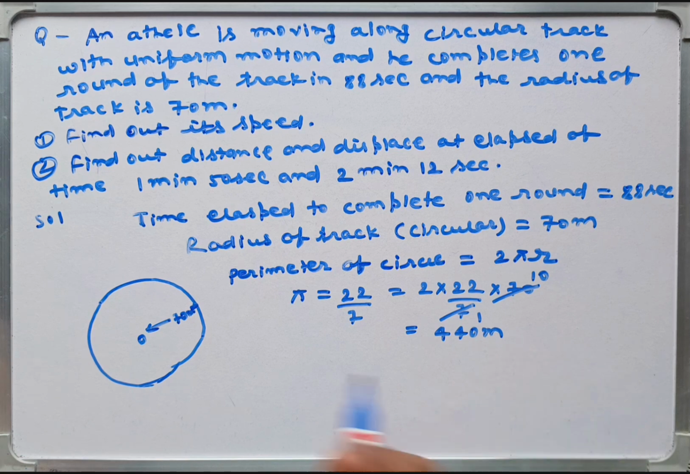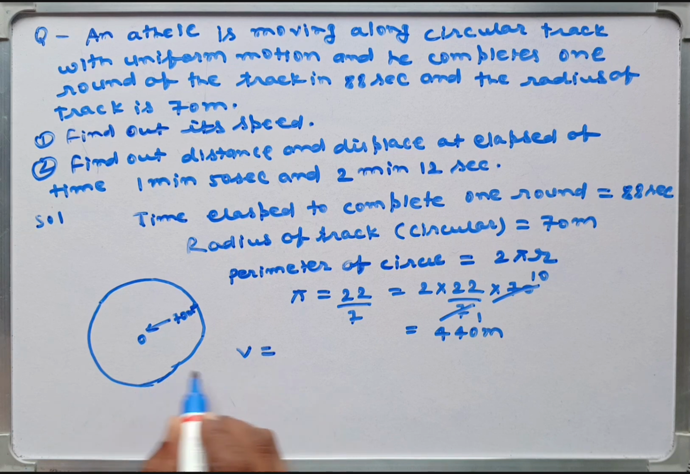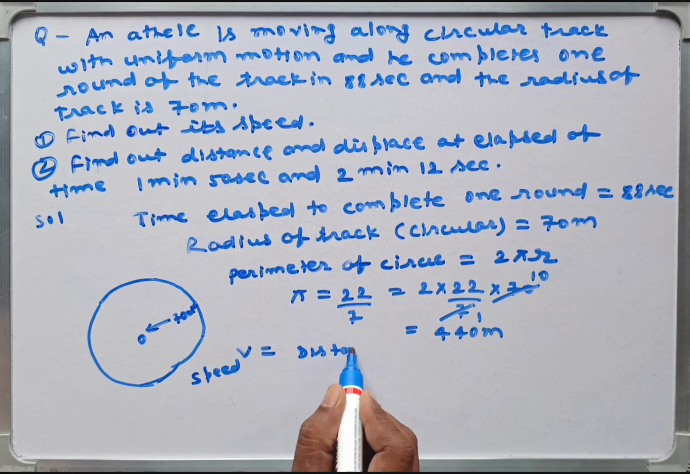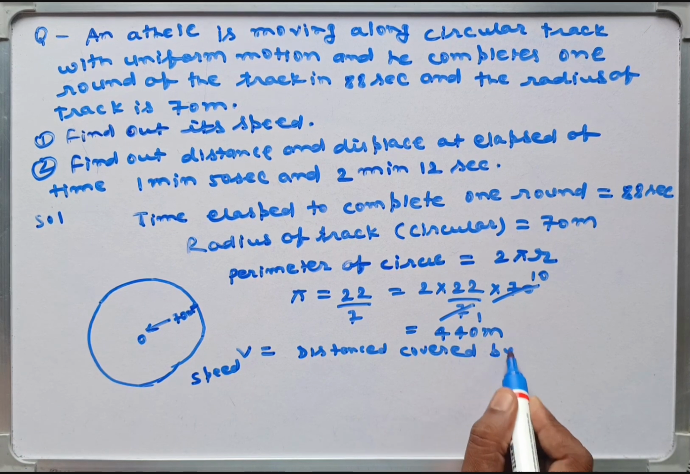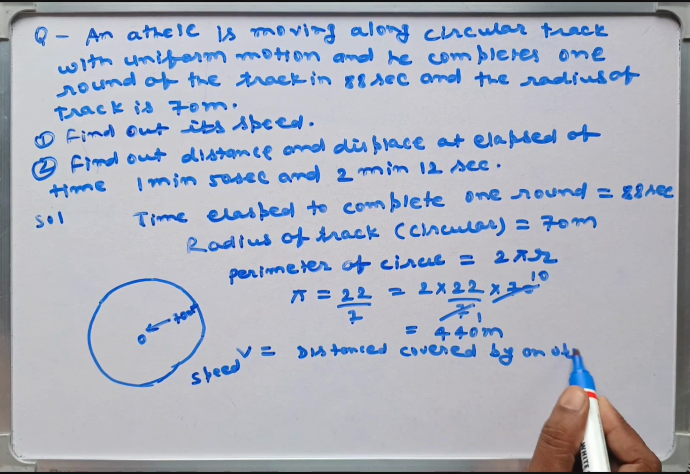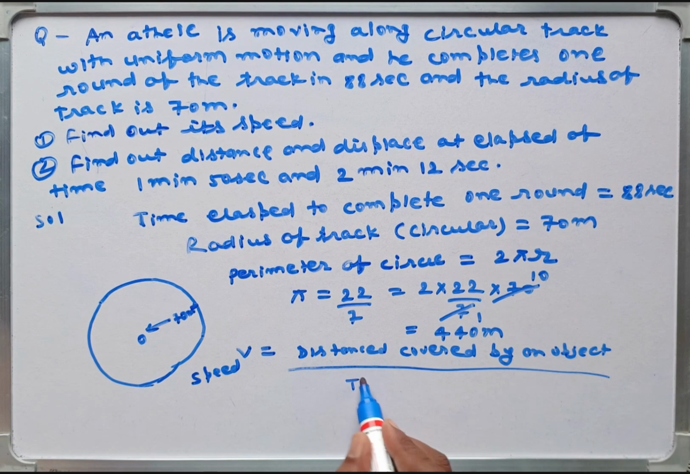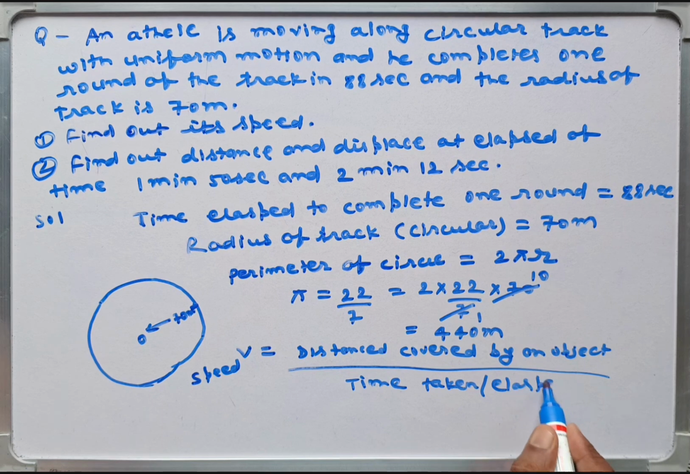Now speed equals the distance covered by an object, here the athlete, divided by the time taken, or you can say elapsed time. If we put the values here, what will you get?